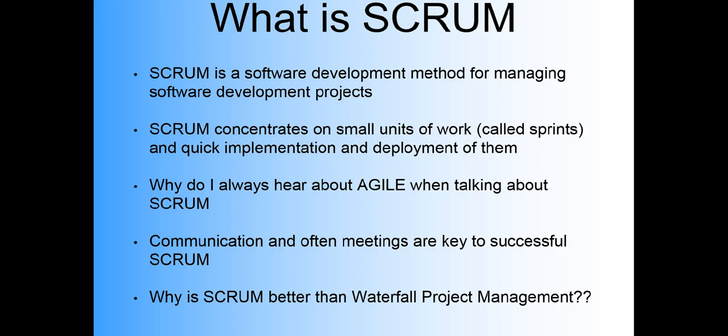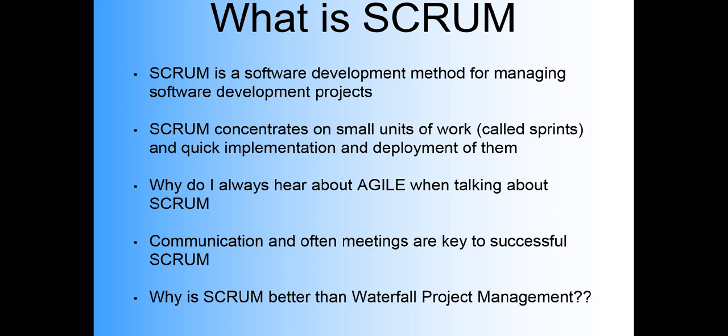Now, what is Agile? Agile is what I was just talking about, because Scrum is an implementation of Agile, which is strict to software development, while Agile can be used on any project. This would explain why those two terms are used together so often.